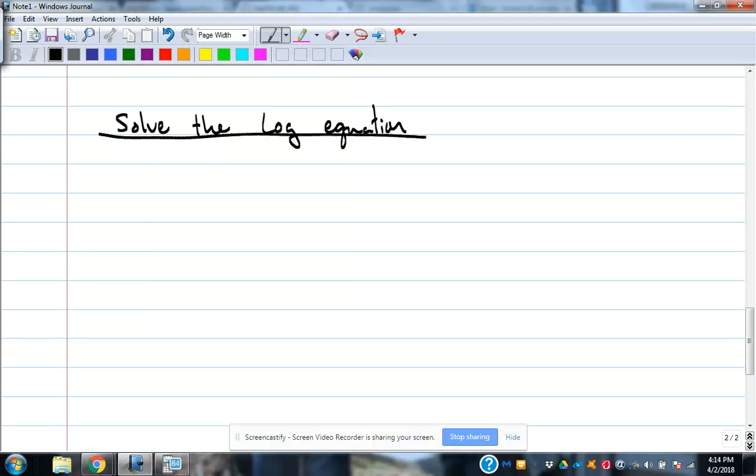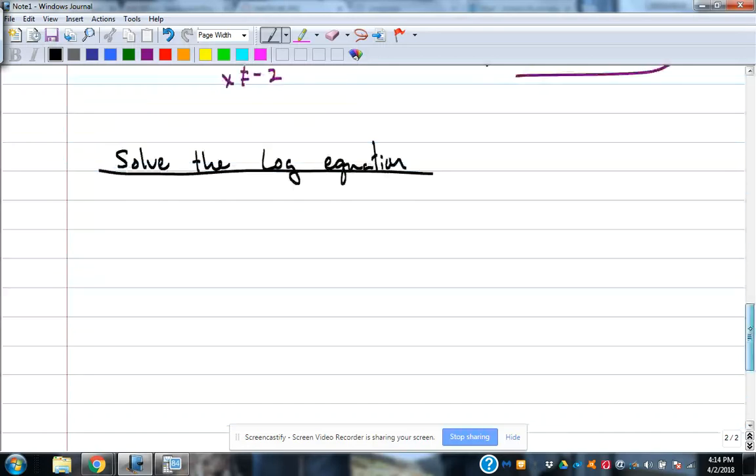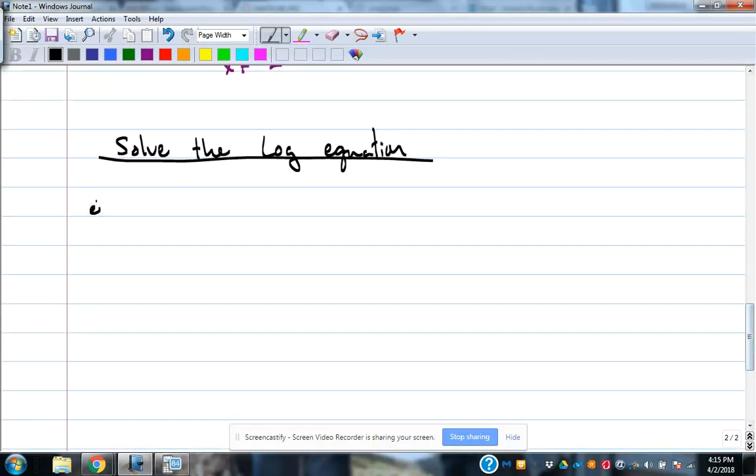Solving a logarithmic equation. Last part of 6.4. My favorite part of 6.4. What letter around here? E. We have log base 3 of 4x minus 7 equals 2. All right. A couple different ways to do this.